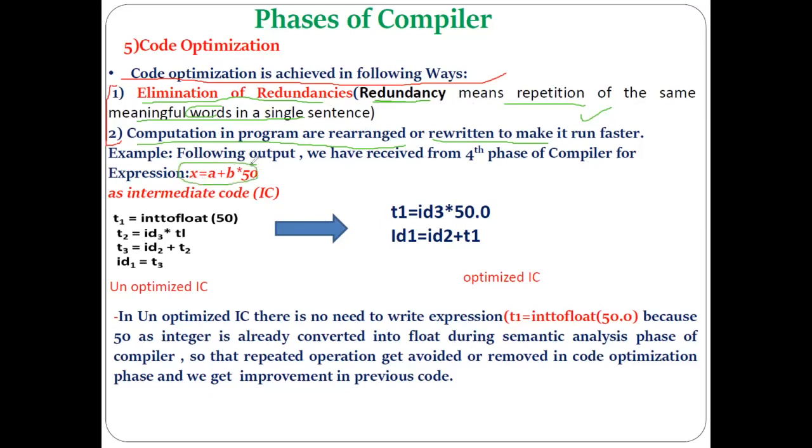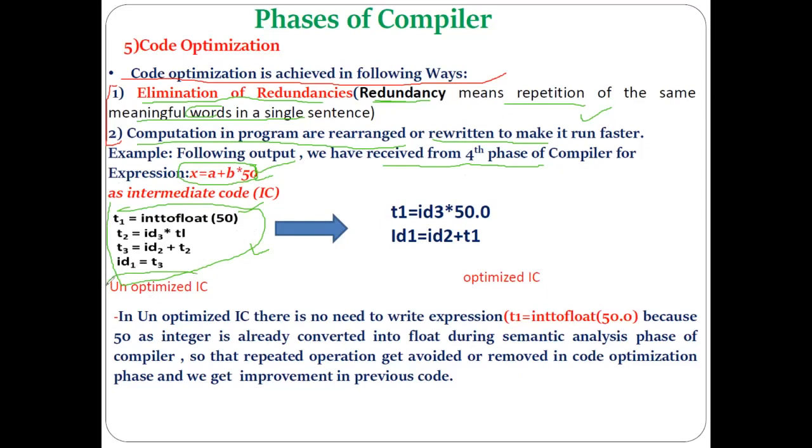Now for this example, we have received the output from the fourth phase of the compiler. The fourth phase is intermediate code generation, and from the intermediate code generation we have received this output for this expression. Now this is your intermediate code for this expression. Now how can the code optimization be performed on this particular fragment of code?